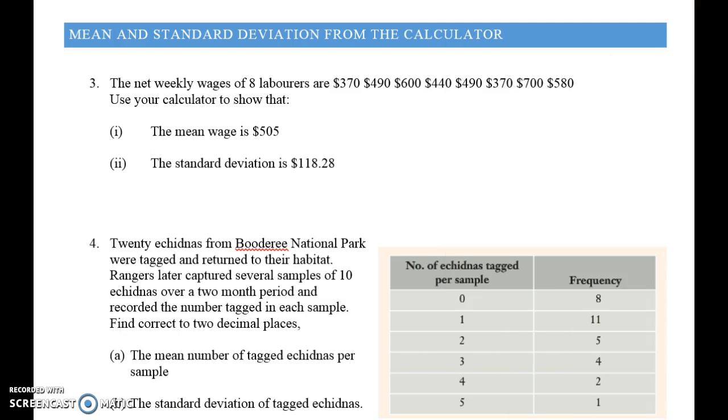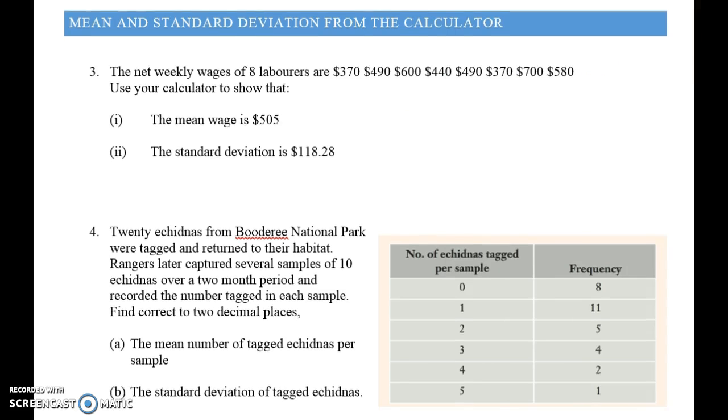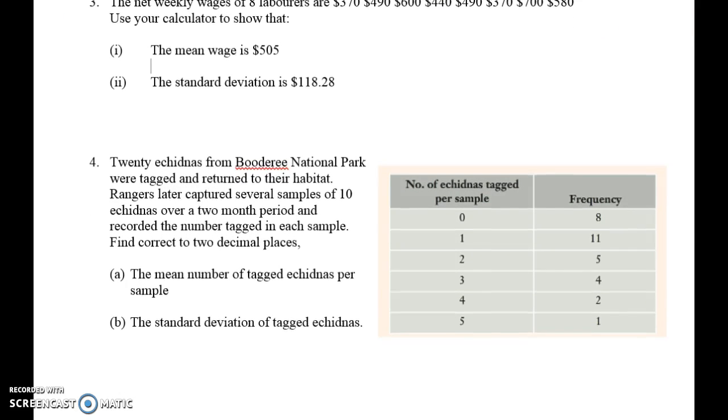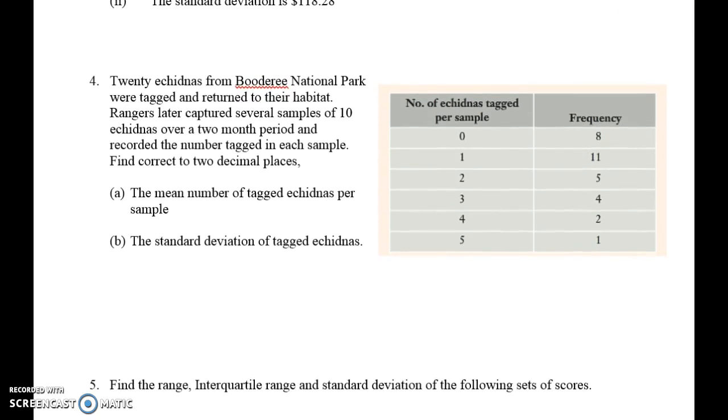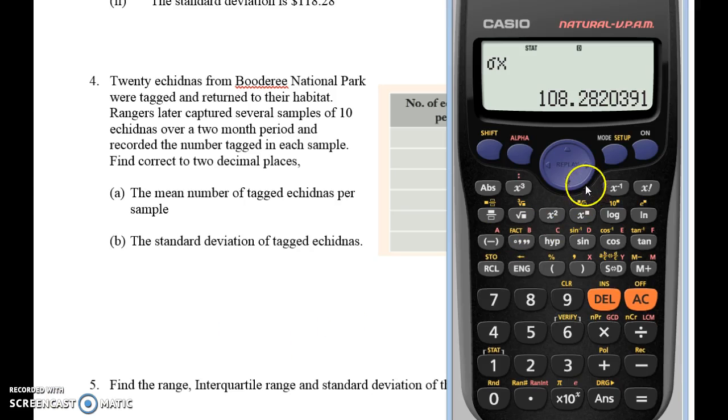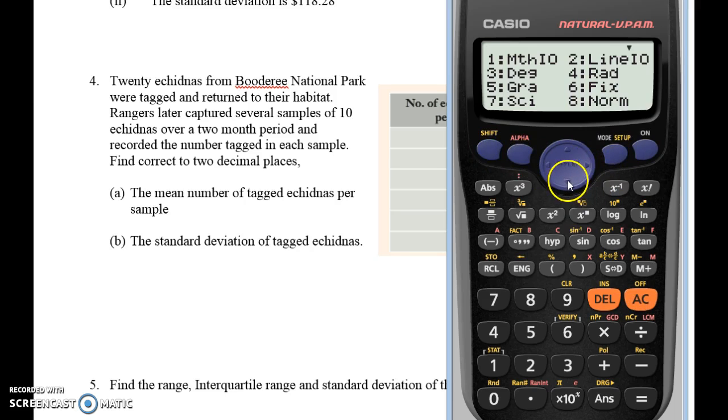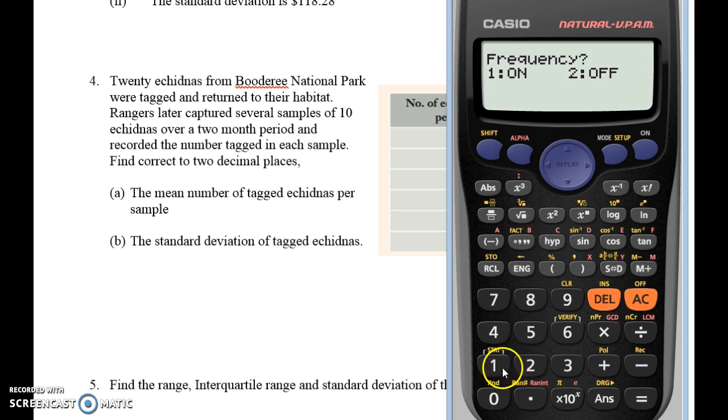Now, for this next one, we've got a frequency distribution table, and once again, we're asked to find the mean and standard deviation. So, if we think about it, we can get our calculators up. Now, what we have to do is go shift 1, and you press the down arrow, and you want 3 for statistics, and now you want your frequency table on. So, you press 1 to get your frequency on.